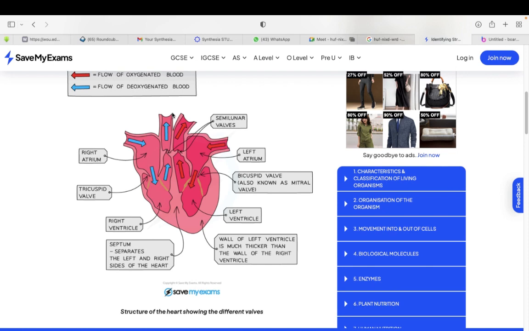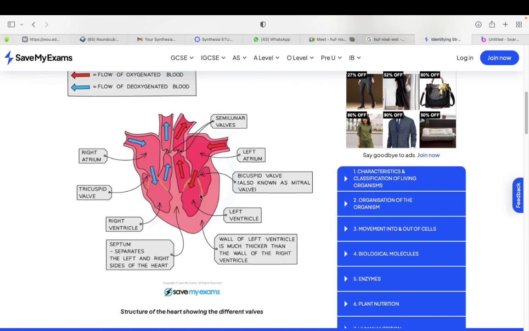It diffuses into the red blood cells, and then with the presence of hemoglobin, it becomes a red color, and it brings the oxygenated blood back to the heart through the left atrium. So from the left atrium, the blood flows down to the left ventricle.